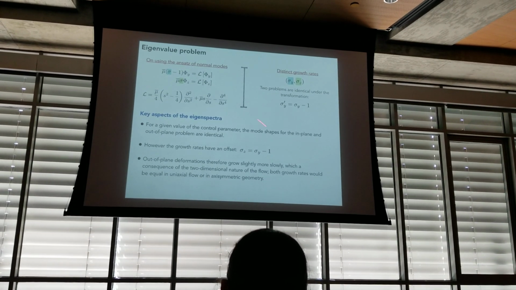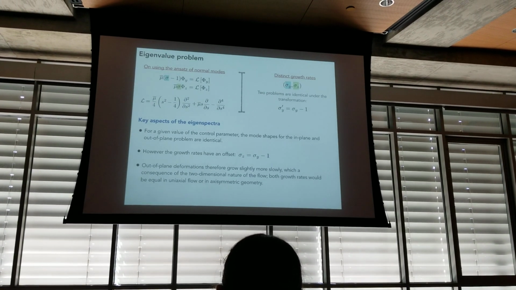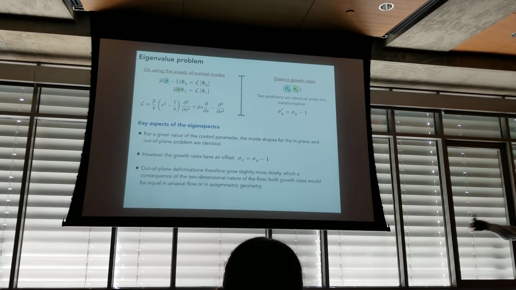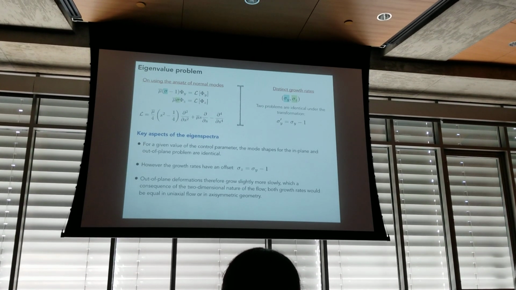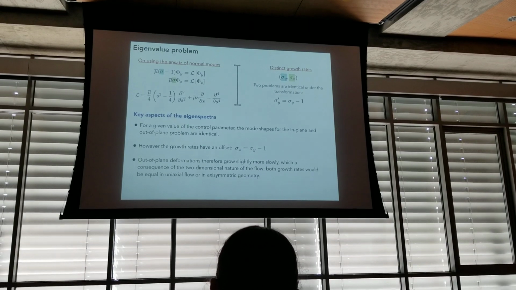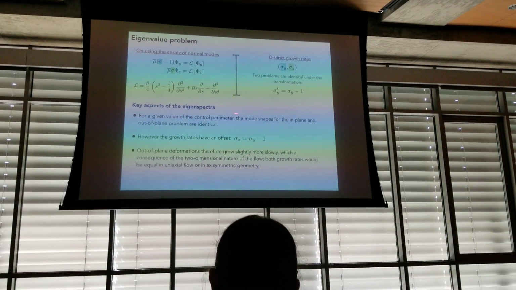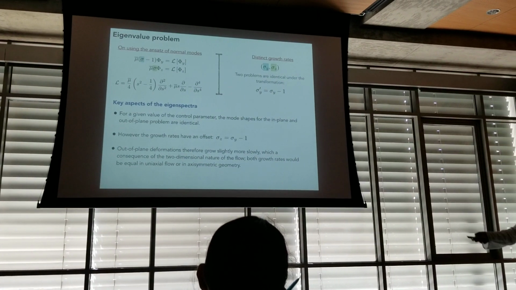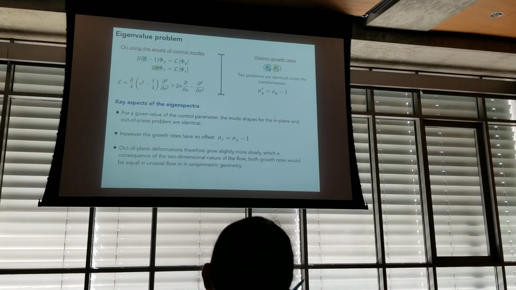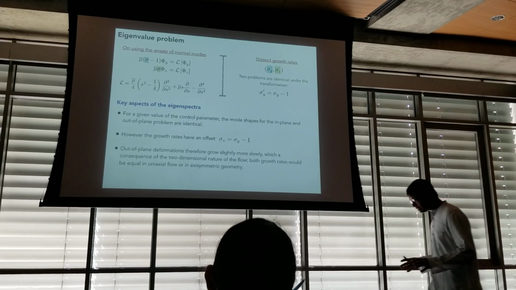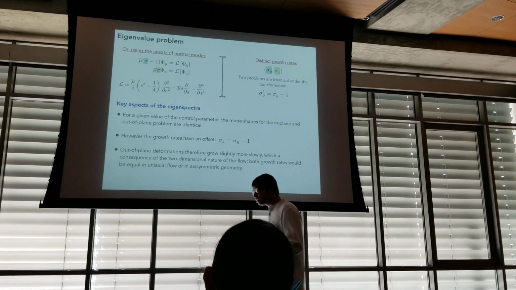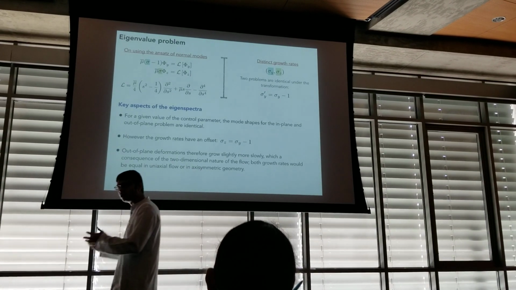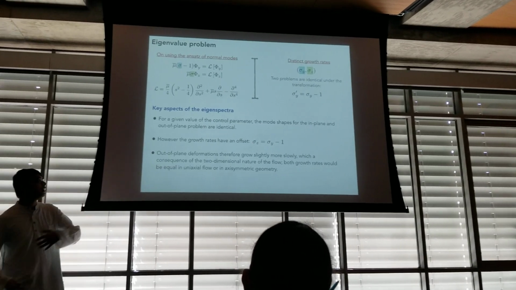And this points to two important conclusions about the eigenspectrum. First, for any given value of the control parameter mu bar, the eigenmodes in the in-plane and the out-of-plane problem, that's phi y and phi z, will be the same. That's the first conclusion. And the second, the eigenspectrum for the out-of-plane problem, that is sigma z, is shifted from the in-plane spectrum by unity. In particular, sigma z is equal to sigma y minus 1. And this is not a big surprise because the flow is purely planar.